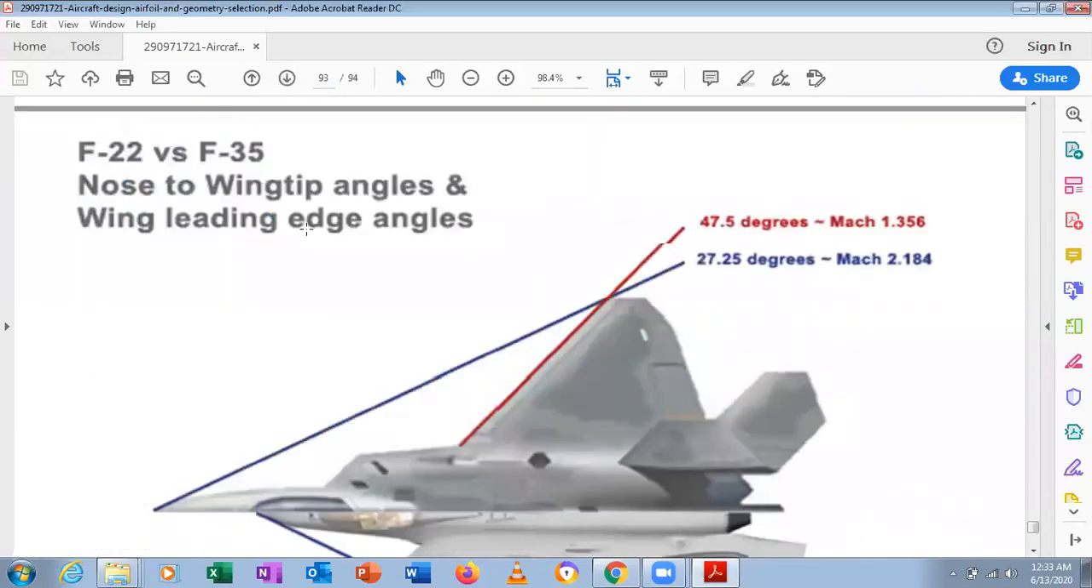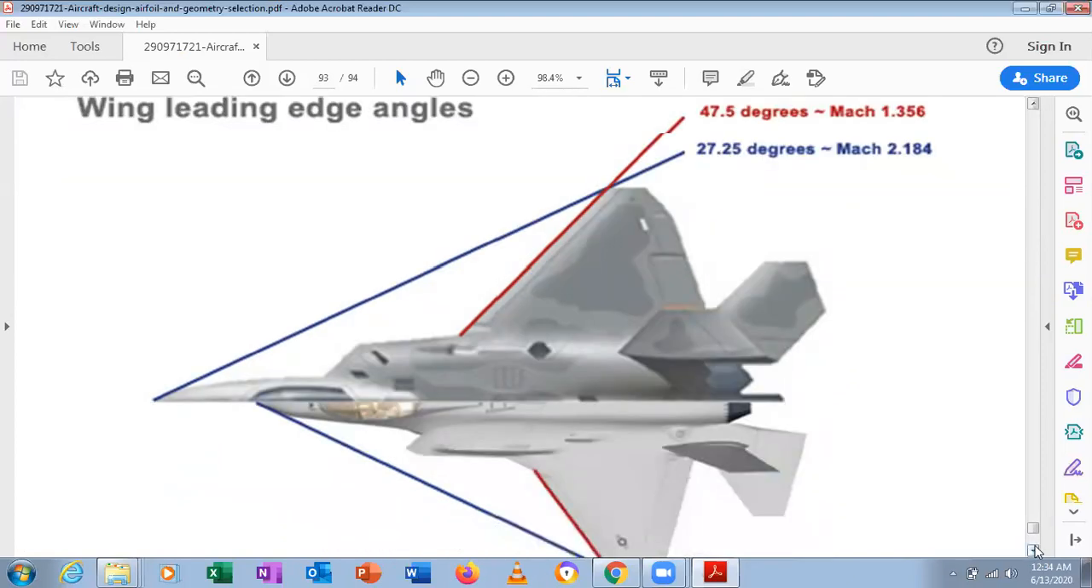Also we can see F-22 versus nose to wingtip angles. This is called the wingtip, and the nose to wingtip angle is what I'm speaking about. This angle is 27.4, and this angle is around 7.5. The lesser the nose to wingtip angle, the higher the speed. The higher the nose to wingtip angle, the lesser the speed. We have to understand these concepts, being design engineers, then only can we understand how the aircraft can be designed.